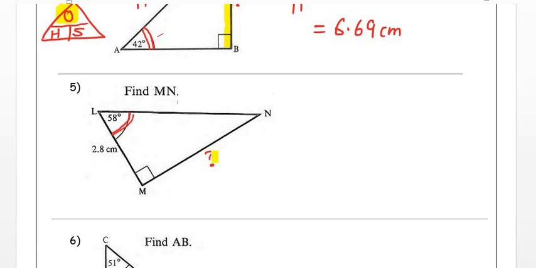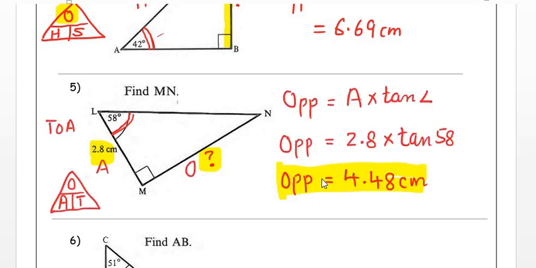Now you have to name these two sides, the one that is having the question mark and the one that has a number. Now better pause the video here, complete the question on your own, and then play the video to check your answer. Here is the answer for this number 5. Its opposite equals 4.48 centimeters.